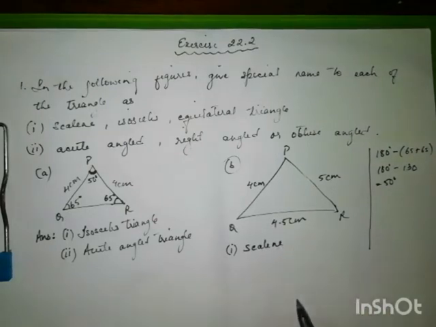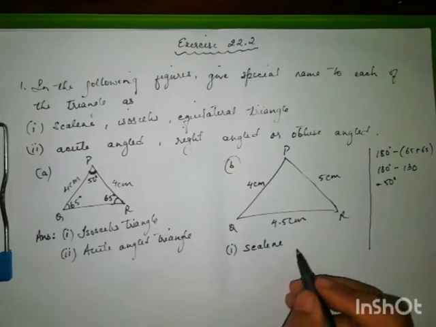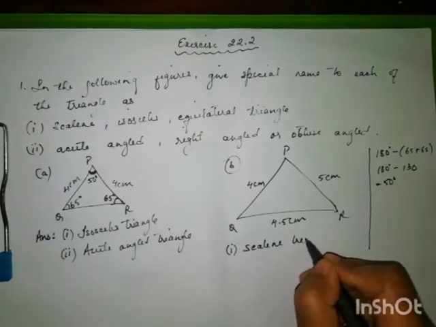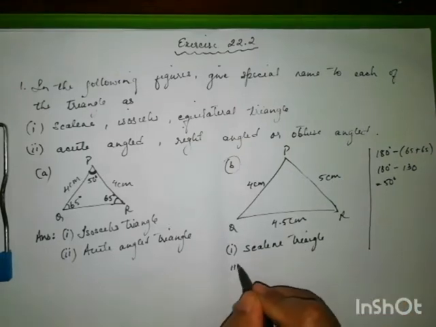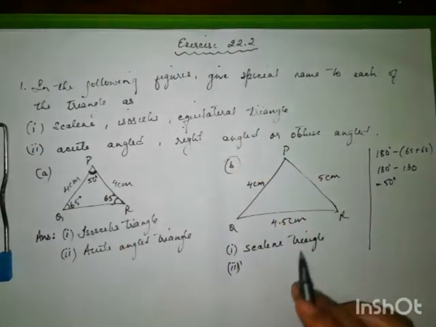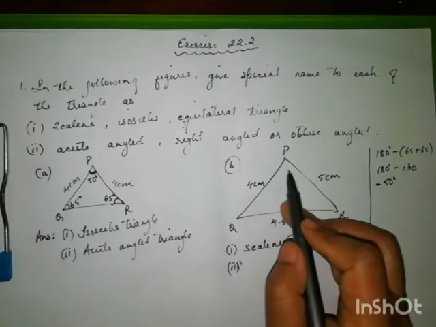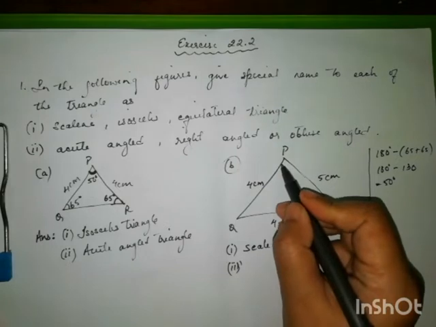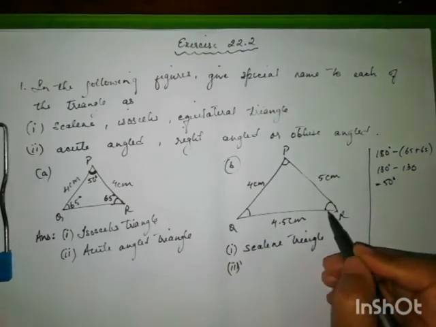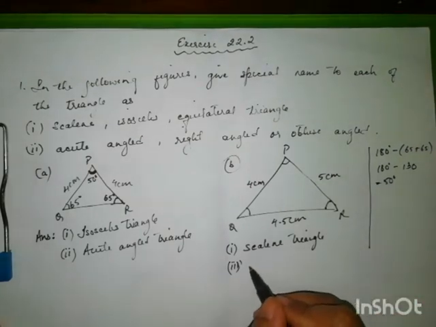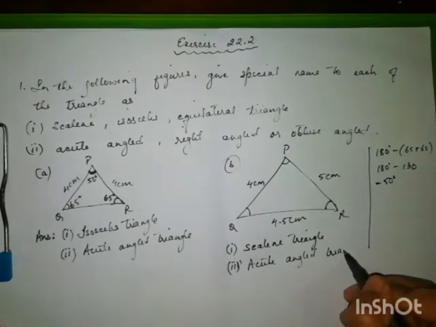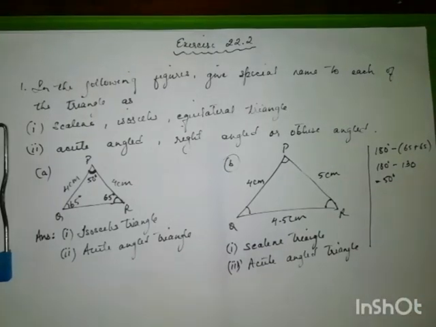In scalene triangle, all sides are different. For sub number 2, based on angles, all sides are different and all angles are also different. Every scalene triangle here is an acute angle triangle, since all angles measure less than 90 degrees. It is common sense that this triangle is an acute angle triangle.